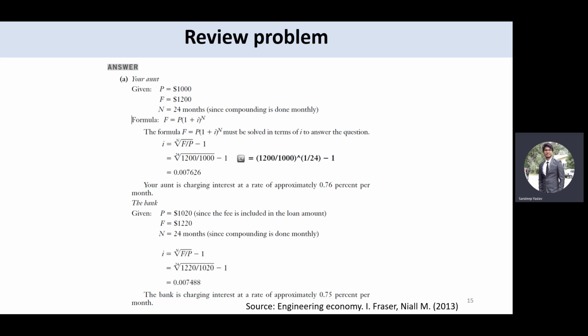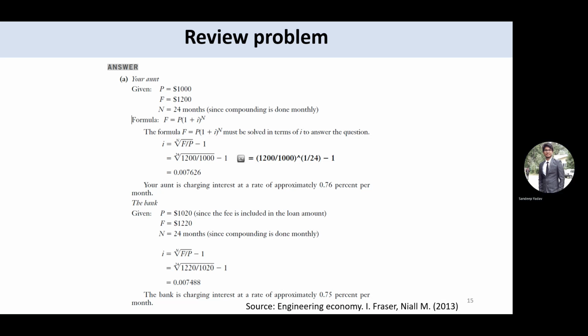From the given information, the principal amount will be 1,000, the final amount will be 1,200, and the period will be 24 months, since the compounding is done monthly. So from the formula F = P(1 + i)^n, we can calculate the interest rate directly. The interest rate will be 0.07626, so your aunt is charging an interest rate of 0.76% monthly.